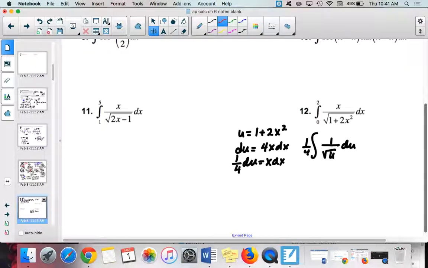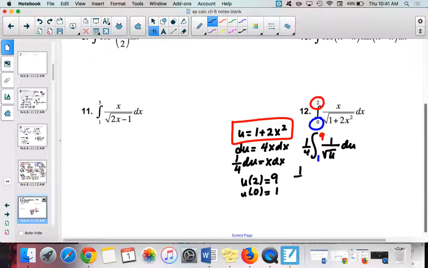Okay, so if x is 2, what is u? So we go back to this equation right here. Plug in 2 for x, what do we get? 9, right? And what about x being 0? So we get 1 for u. So instead, we're going from 1 to 9. Okay, and we keep them as u's throughout the rest of the problem. That's the easiest way to do these, instead of switching back to x and plugging back in. We talked about that yesterday, 2 days ago.